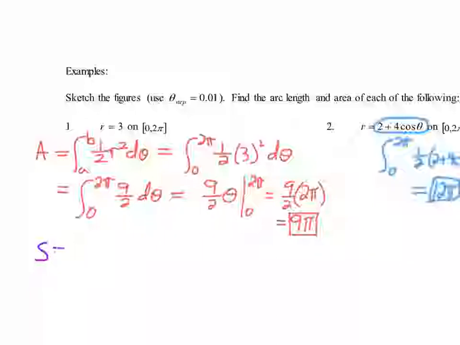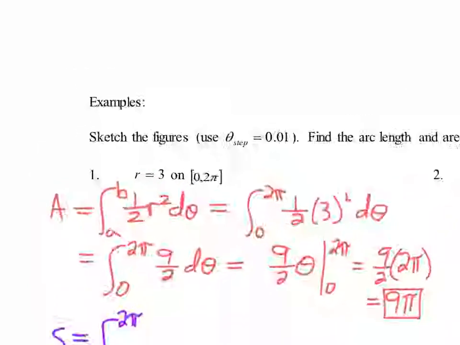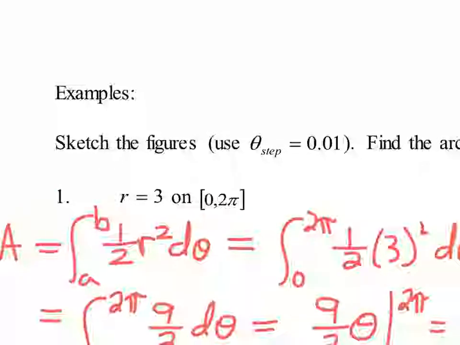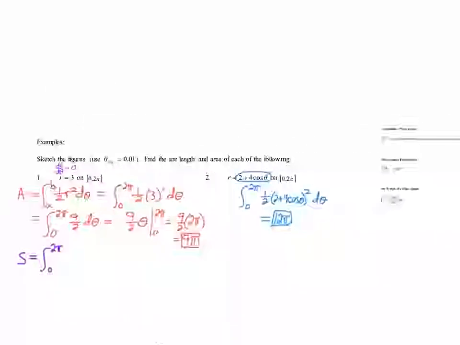So S would be equal to, on the interval of 0 to 2 pi, all right, so I need the R value and I need the dr d theta. Well, the dr d theta is pretty easy. I mean, it's very easy. I could just sneak it in right here. dr d theta is equal to 0. All right, so again, we're looking at the square root of r squared.